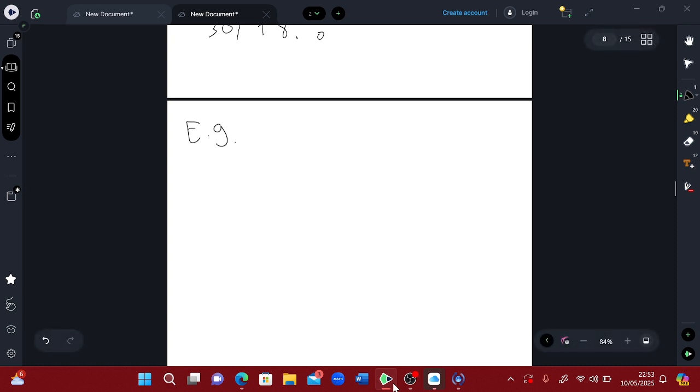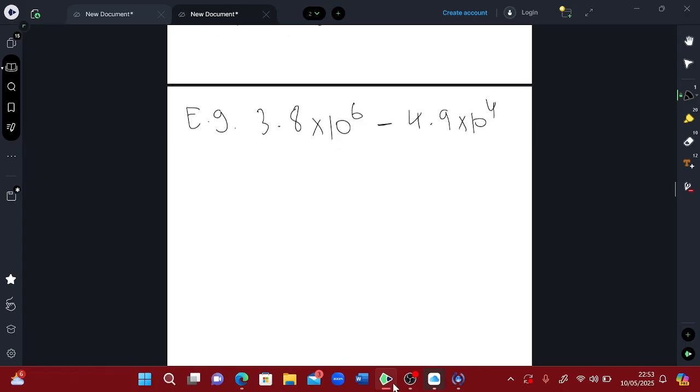So let's do 3.8 times 10 to the 6 minus 4.9 times 10 to the 4. They could expect this as well. Plus, sorry, let's do plus. Obviously, subtracting is the normal way, as you'd subtract whole numbers, and that's the whole idea.